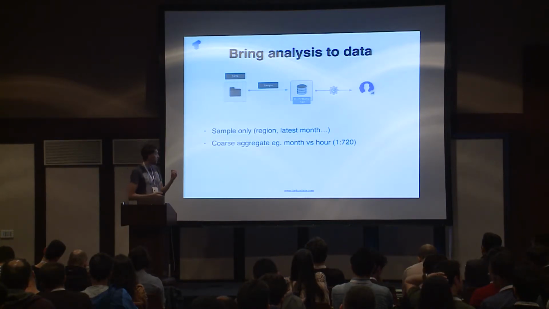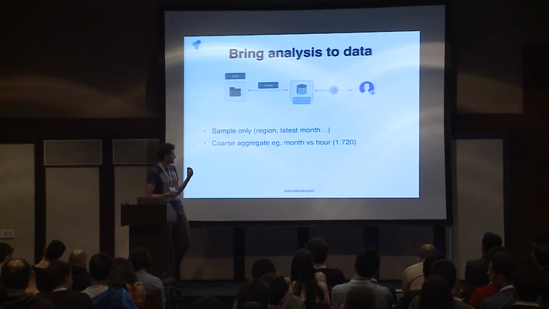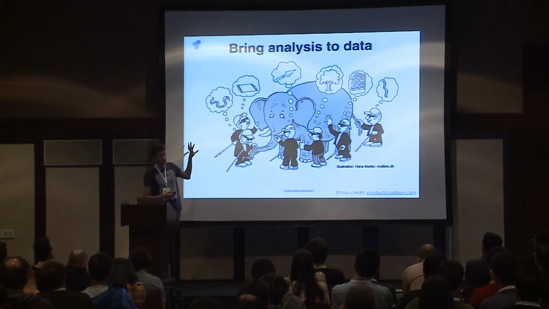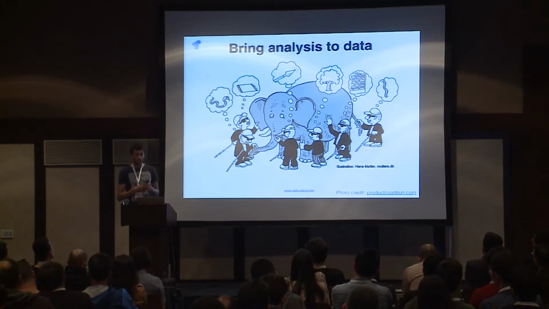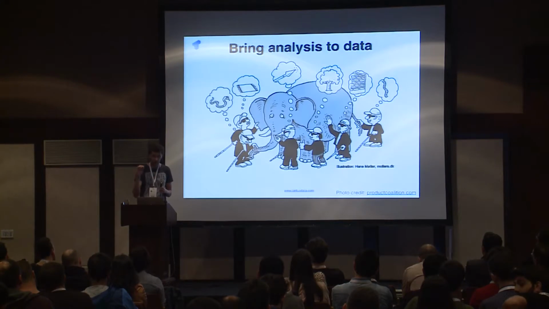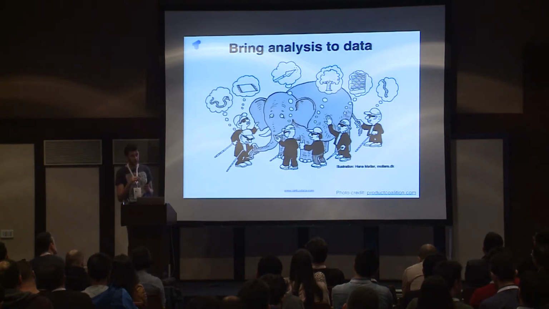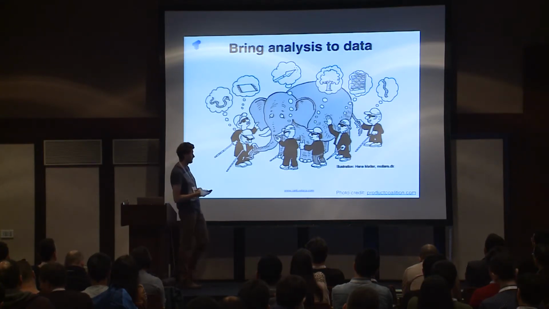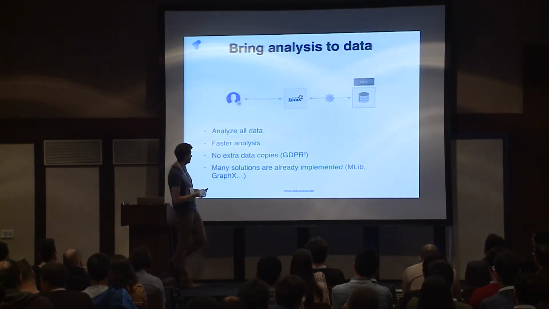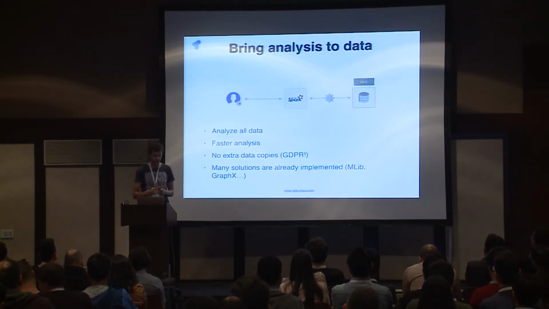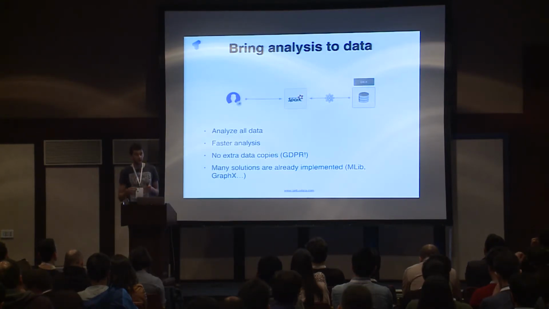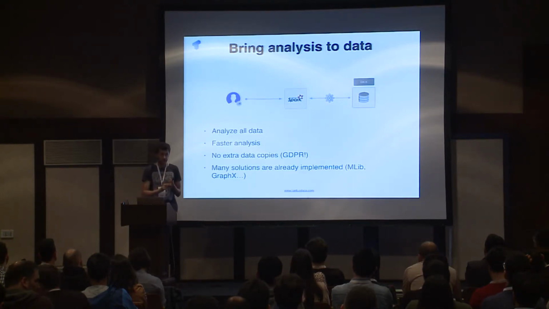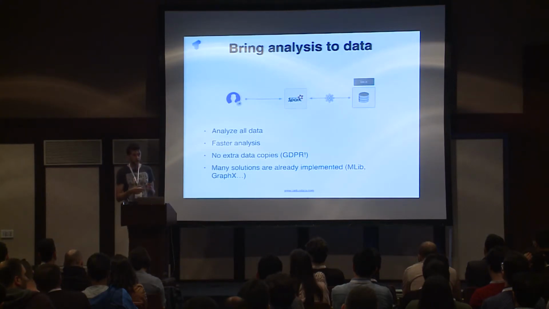And if you do that, you might end up with this very well-known blind man and an elephant problem. So a few blind men are touching an elephant, and they get completely different idea about what an elephant is. And something similar might happen to your data. But if you are doing the analysis with Spark or a system like that, you can analyze the whole data set. You can do the analysis faster, so you get a faster feedback loop.